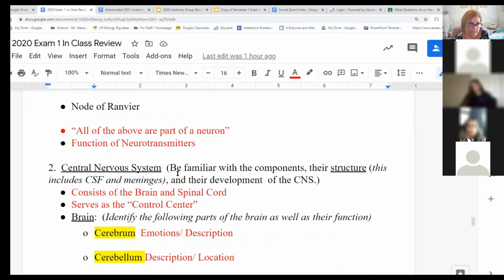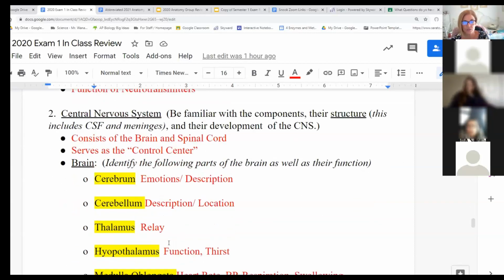Okay, you guys did really well down here on the central nervous system stuff as well, but just make sure that you're using the same words I'm using. The CNS is the brain and spinal cord, and it's the control center, integration and decision making. The cerebrum, description would be the largest portion of the brain, or the superficial portion of the brain. One of the functions is emotions. So make sure you're associating that with cerebrum.